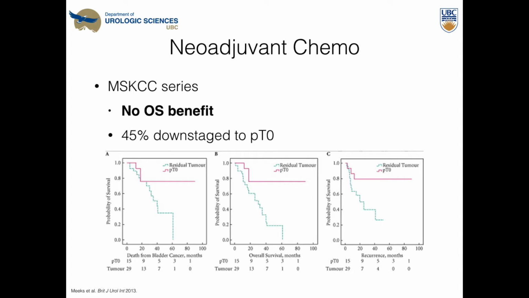You can see the Kaplan-Meiers here. Pink lines at the top are patients who were pT0 at the time of cystectomy, and the green lines are patients who had any amount of residual disease. And you can see a significant survival benefit. So they concluded that if you can get someone to respond to neoadjuvant chemo and their disease is completely treated, they can do very, very well.